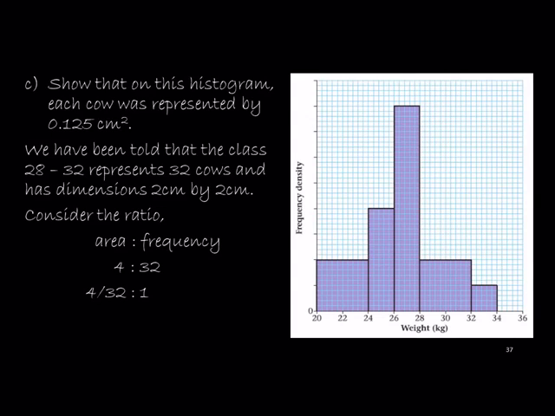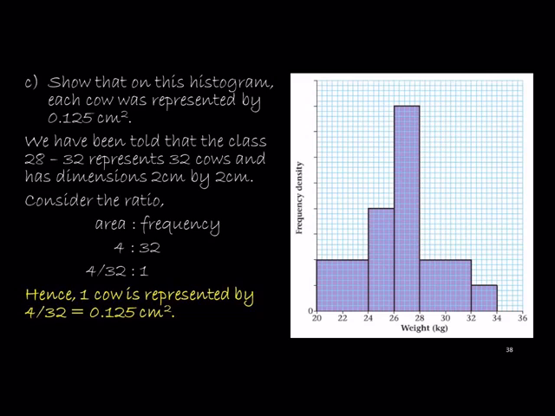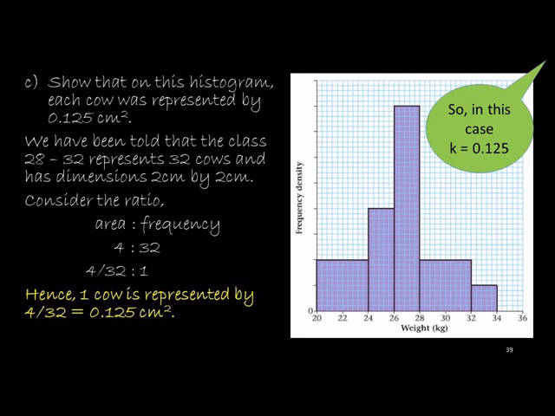So rearranging to find out the area for one cow, we just do 4 divided by 32. And 4 divided by 32 is 0.125, hence one cow is represented by 0.125 centimetres squared. Let's move on to part D. But just a quick note to remember that in this case, we actually have k equal to 0.125. One cow is represented by 0.125 on the area. It's not a one-to-one relationship.